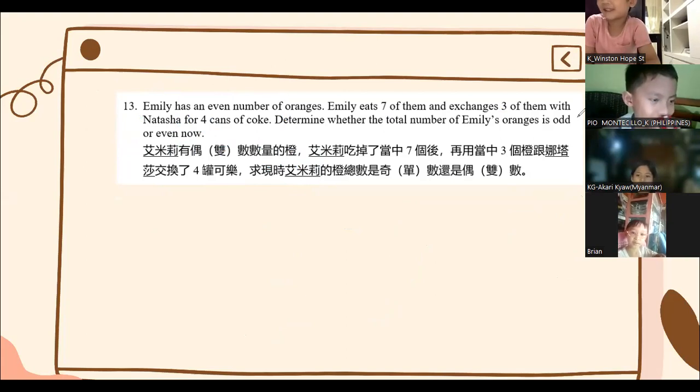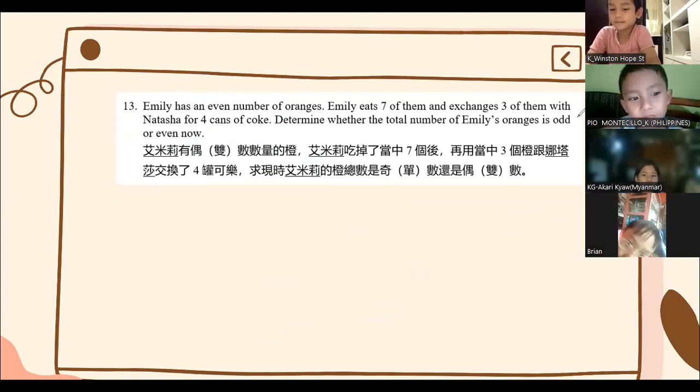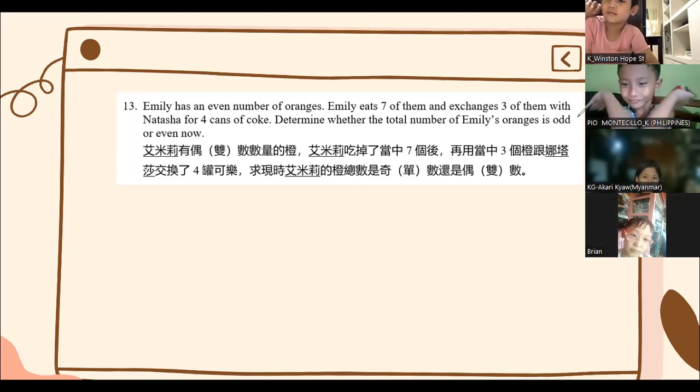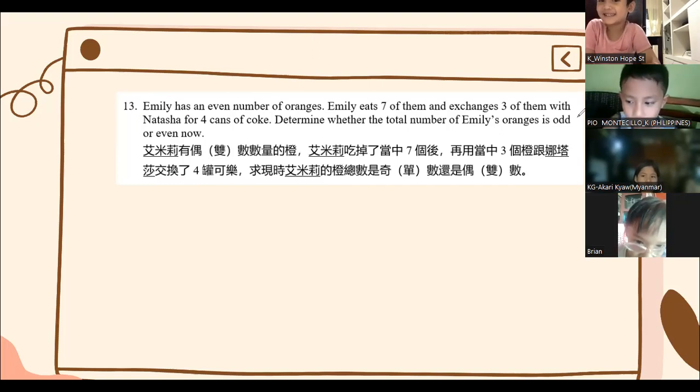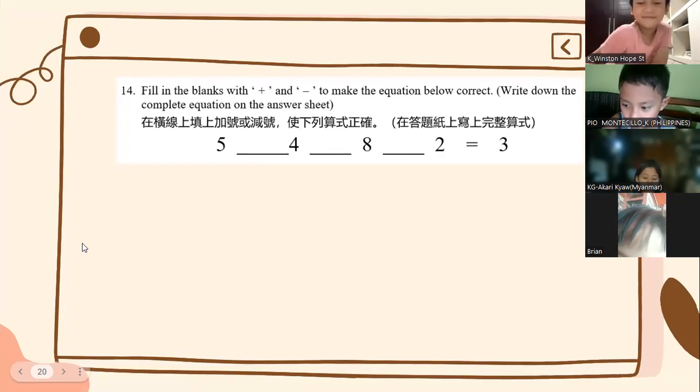Subtraction and addition are just the same. Even plus even, it's going to be even. Even plus odd, that's going to be odd. Odd plus even, that's still going to be odd. And then odd plus odd, that's going to be even. The same with the subtraction. Very good. Just familiarize that. You'll really use that in your exam as well.